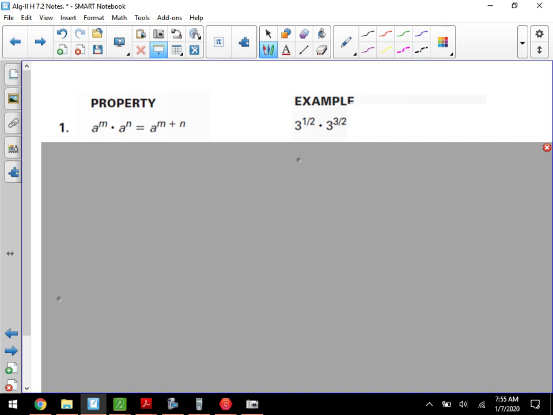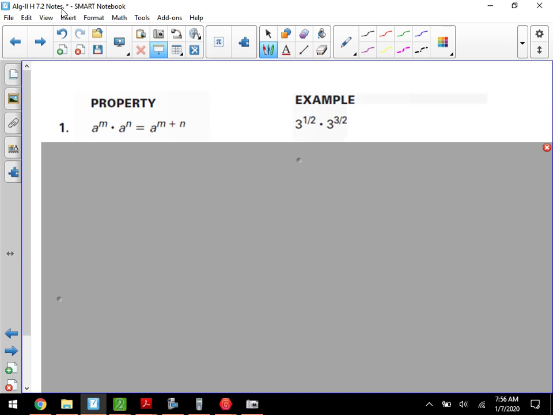So here, my apologies, it didn't blow up very well, did it? Let's write this off to the side. When you have the same base, different exponents, when you're multiplying, you're adding your exponents. So you have 3 to the 1/2 times 3 to the 3/2. Well, what's the base in that problem? Number 3. They have the same base, so now you just add those exponents together.